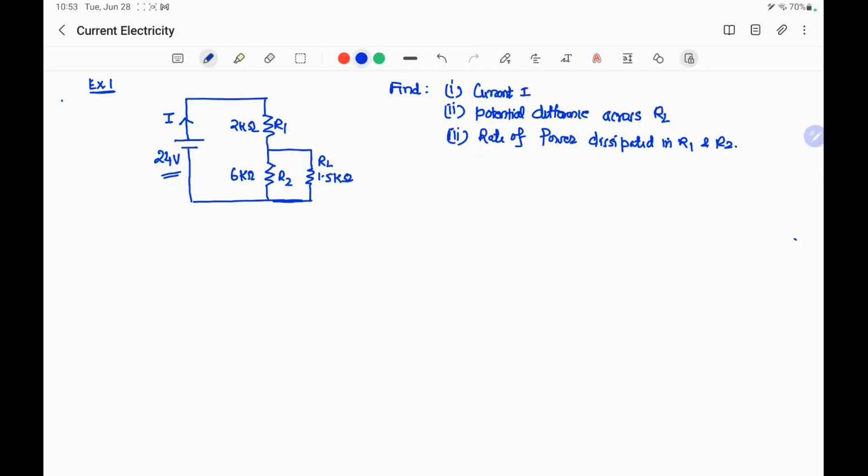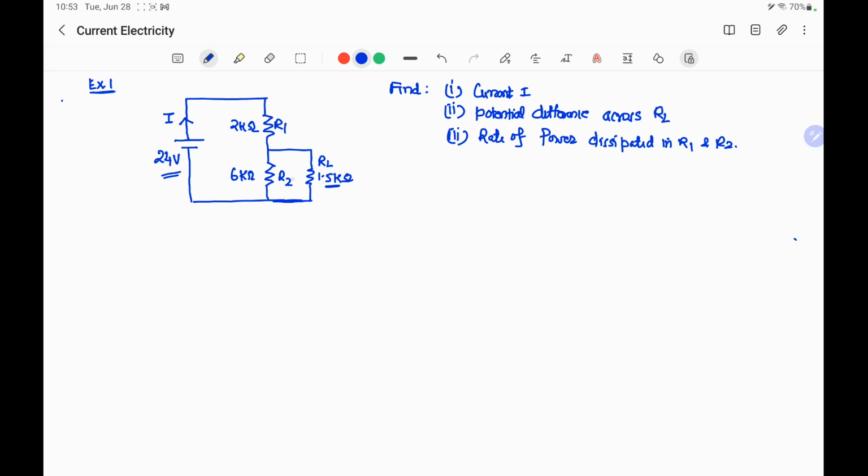Now take an example to explain the voltage division rule and current division rule. In the circuit given, we have to find the current I, which is flowing through the cell of 24 volt. Second, we have to find the potential difference across the load resistance RL, which is of 1.5 kilo ohm. And third, we have to find the rate of power dissipated in resistance R1 and R2.